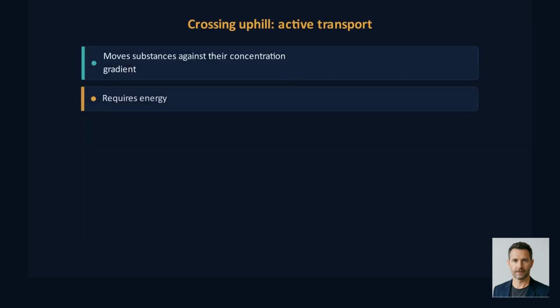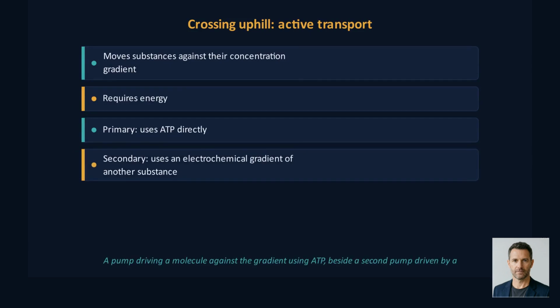But cells often need to do the opposite of downhill. They need to move a substance against its concentration gradient, from where it is sparse to where it is already crowded.